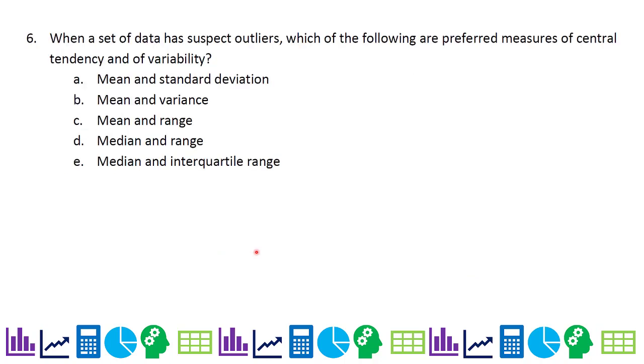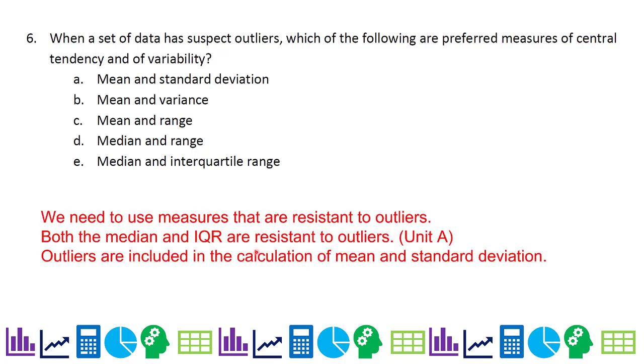Number 6. When a set of data has suspect outliers, which of the following are preferred measures of central tendency and variability? Well, we need to use measures that are resistant to outliers. Both median and IQR are resistant to outliers. We learned that in our very first unit. And outliers are included in the calculation of mean and standard deviation, which is why those are not resistant. So we would rather use our median and our interquartile range for spread.